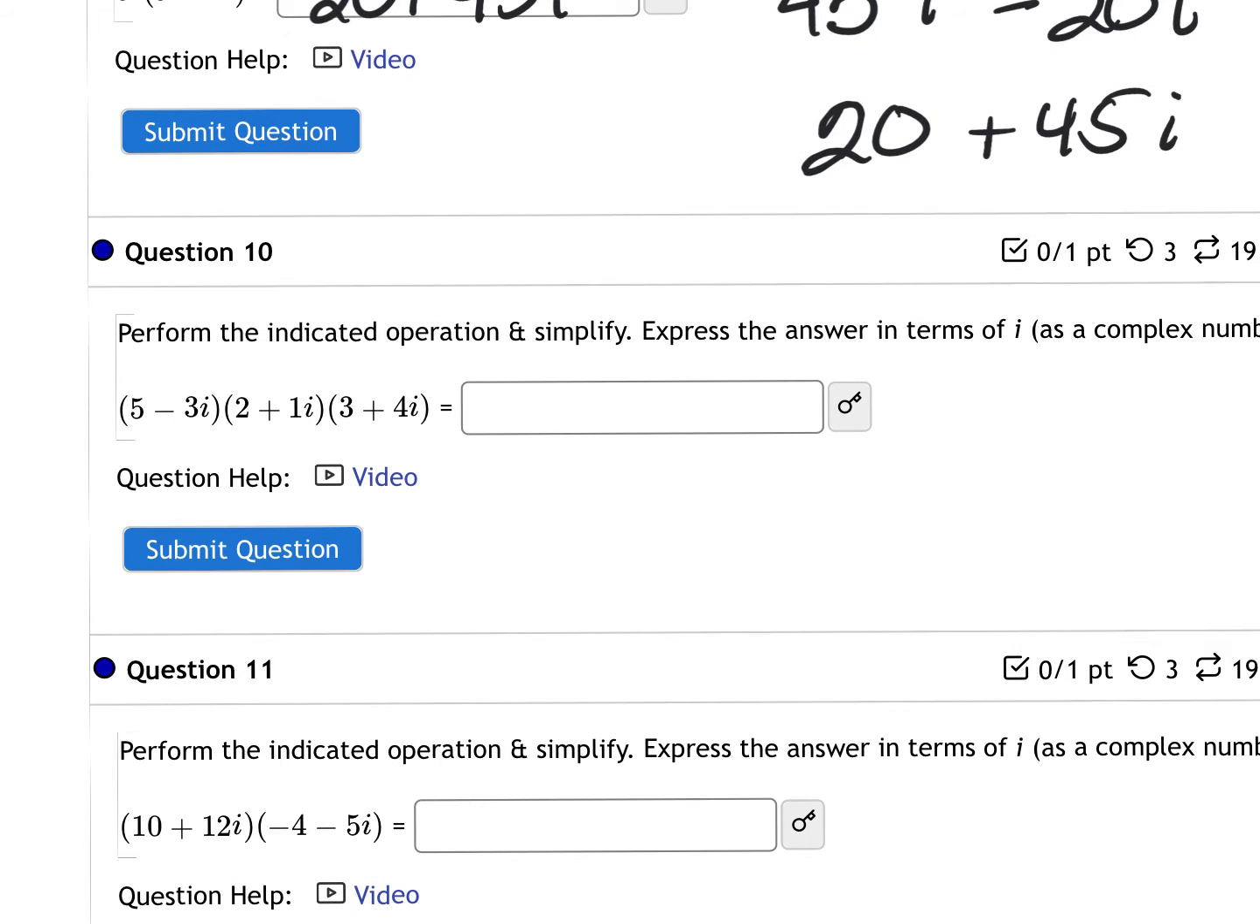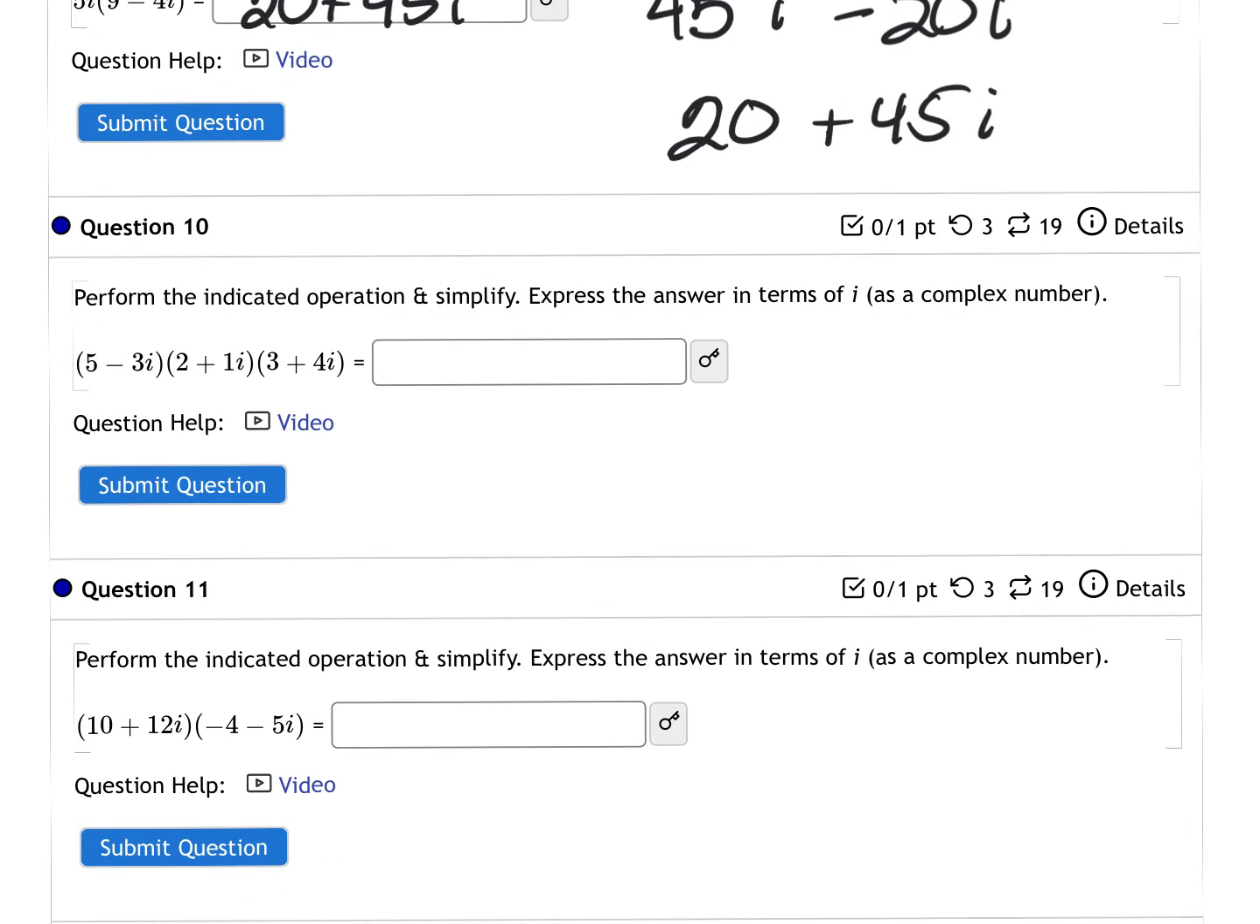All right, so this is a triple FOIL. I'm going to FOIL two things, simplify, then FOIL that. It does not matter which order I FOIL these things in, so I'll just go from left to right. I could do the first two, I could do the first and last, it's not going to matter. This multiplication is commutative, so we can do it in any order we want. I'm just going to do it this order.